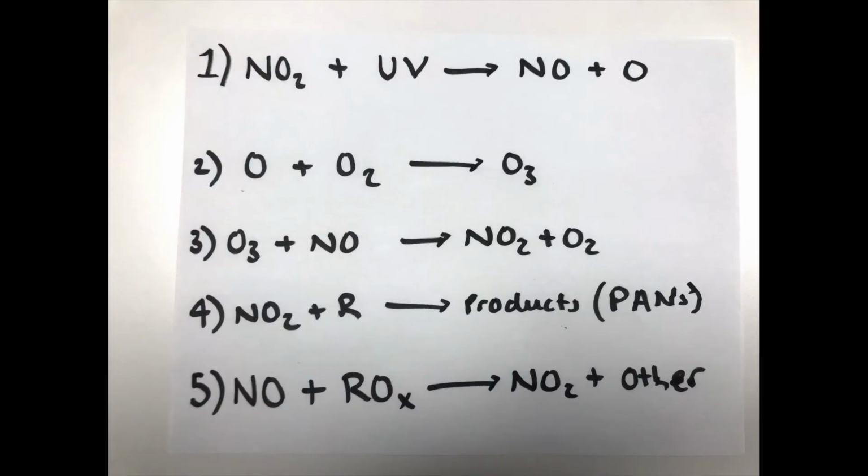NO2 can be broken down by UV to form NO, which is nitric oxide, and an oxygen radical. The radical can then react with atmospheric oxygen, which is O2, to form O3, which is ozone. Ozone is consumed by nitric oxide to produce nitrogen dioxide and oxygen. Harmful products such as PAN are produced by reactions of NO2 plus hydrocarbons.